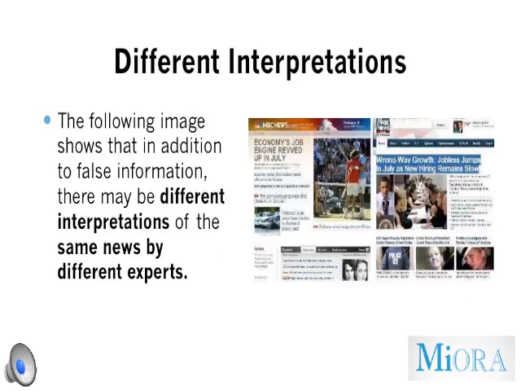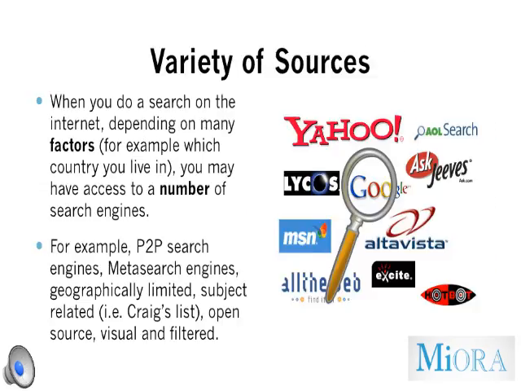Different interpretations. The following image shows that in addition to false information, there may be different interpretations of the same news by different experts. Variety of sources. When you do a search on the Internet, depending on many factors, for example, which country you live in, you may have access to a number of search engines. For example, P2P search engines, meta search engines, geographically limited, subject-related, i.e. Craigslist, open source, visual, and filtered.